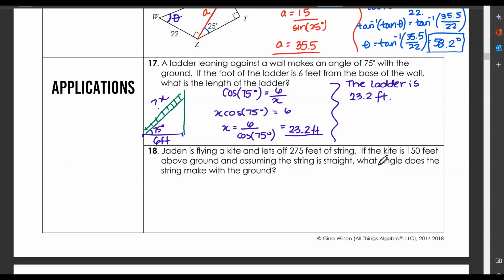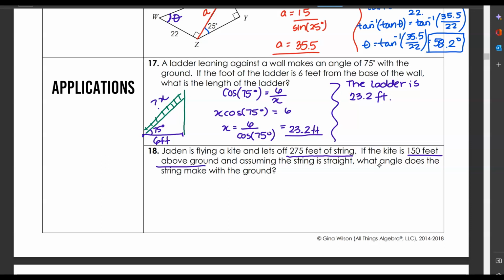All right, let's look at number 18 here, and this will be the end of the notes for this section. Number 18 says, Jaden is flying a kite and lets out 275 feet of string. If the kite is 150 feet above the ground, and assuming the string is straight, what angle does the string make with the ground?